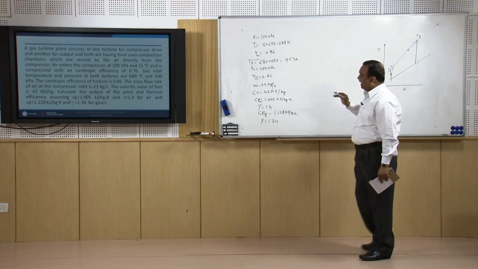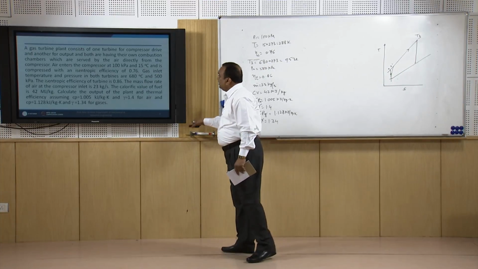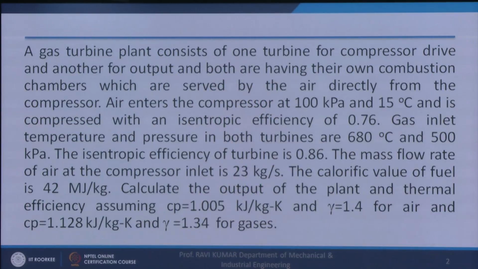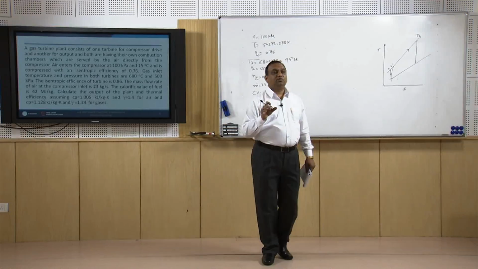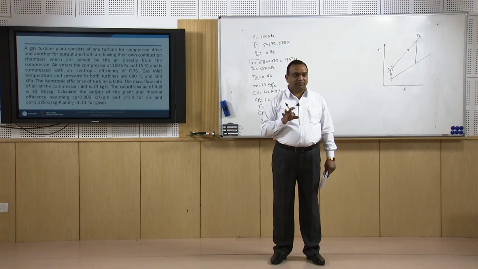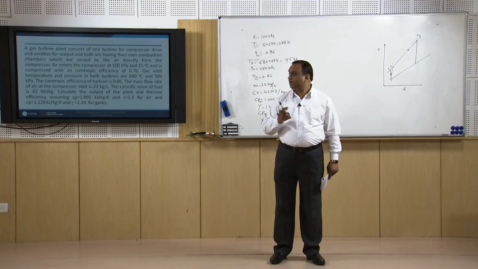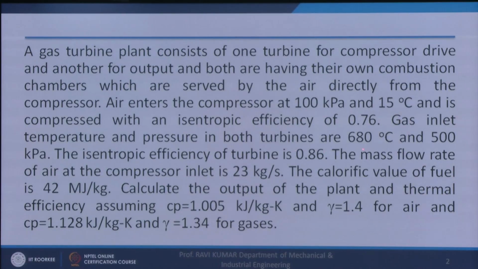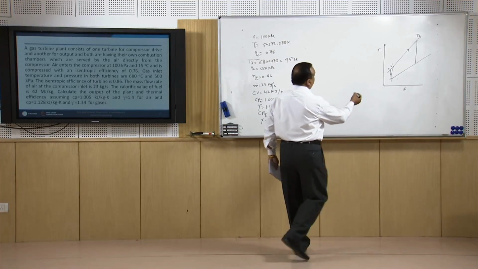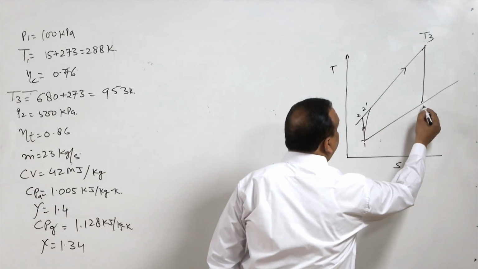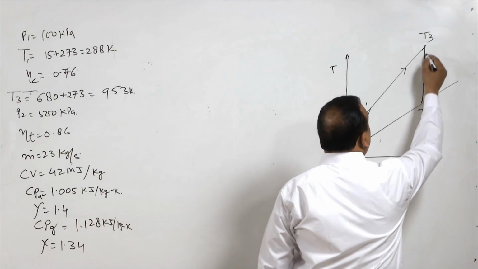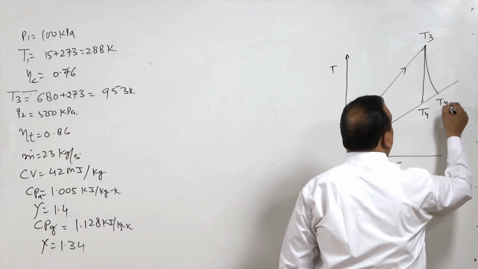Cycle is this, and the particular thing about this numerical is that it has two turbines. Both are having their own combustion chambers which are served by the air directly from the compressor. So, compressor air is divided in two parts. It goes in two different combustion chambers, and combustion takes place. The gas inlet temperature and pressure in both turbines is also same. So, we will start with finding out the temperatures at the ending points, T4, because it has also certain efficiency. This is T4 dash.